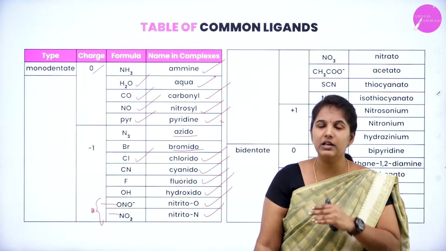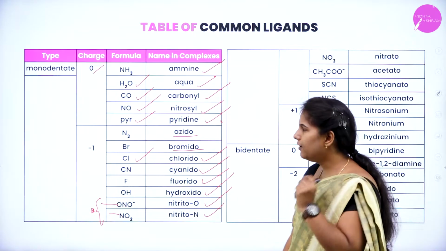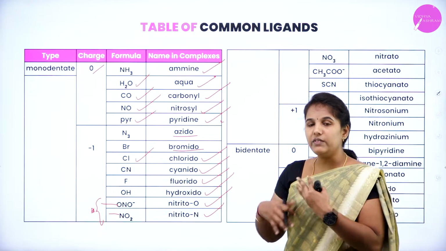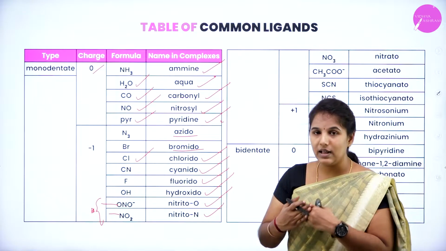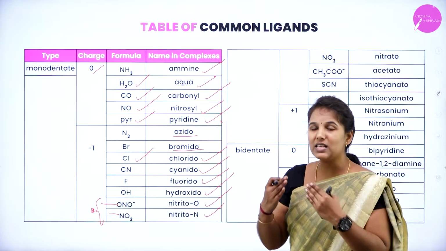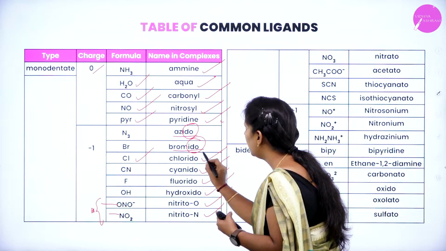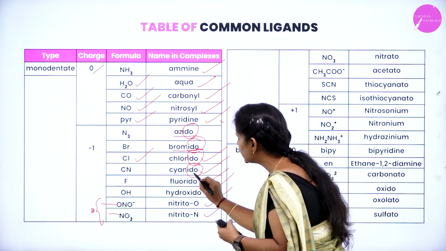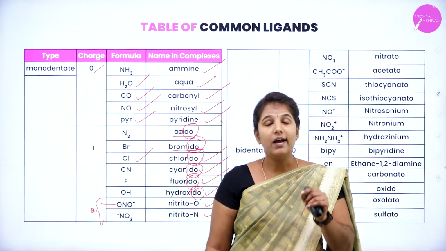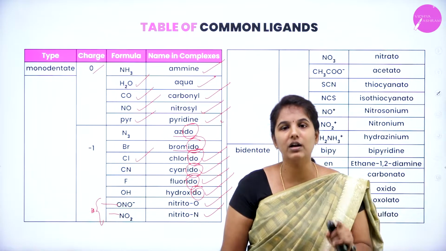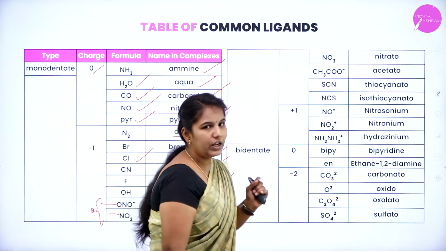If it is a nitrogen, we say that it is nitrato nitrogen, that is N. Okay. And you can see that when we are dealing with monodentate ligands, especially the anionic ligands, the name always ends with IDO. You can see that cyanido, fluorido, hydroxido, bromido, azido. So, anionic ligands always end with what? IDO. Okay.